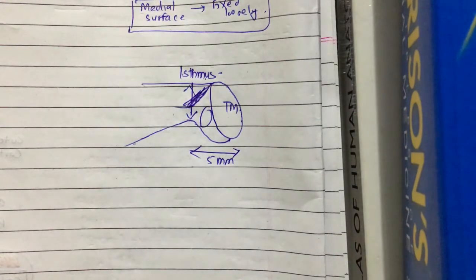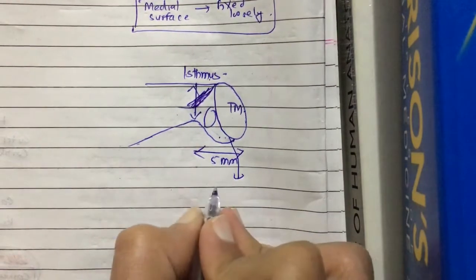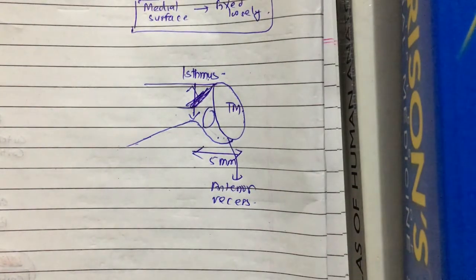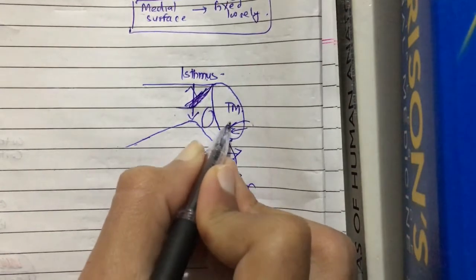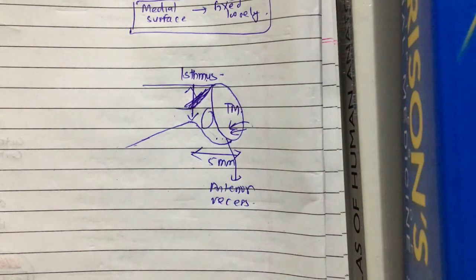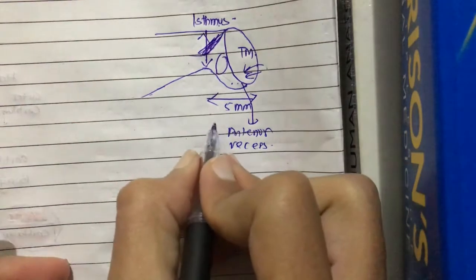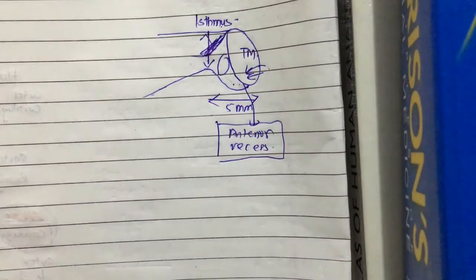In the anterior-inferior part, this is called the anterior recess. The clinical importance of the anterior recess is that any discharge from the middle ear is collected in the anterior recess. So while cleaning the ear, we should especially focus on the anterior recess, because the discharges may be missed out from the anterior recess.